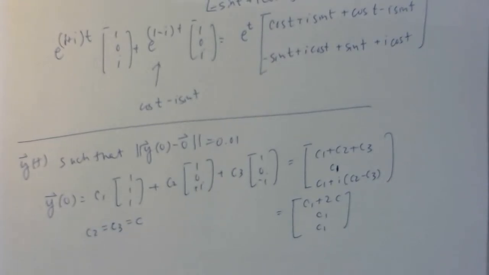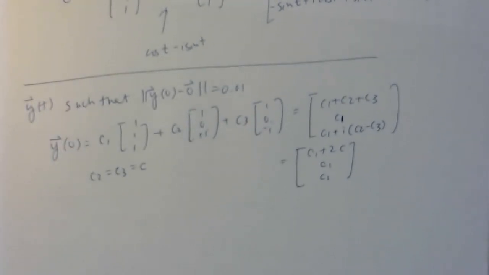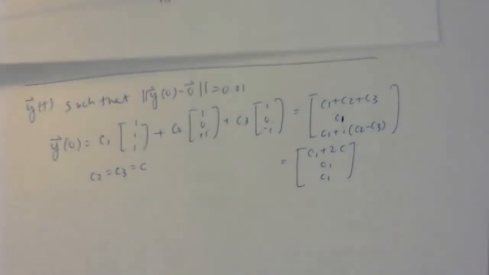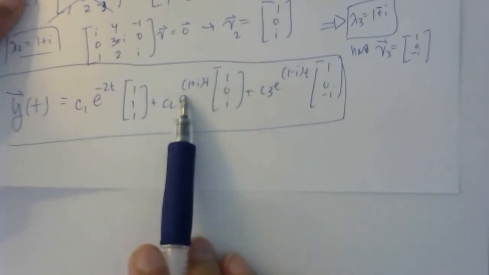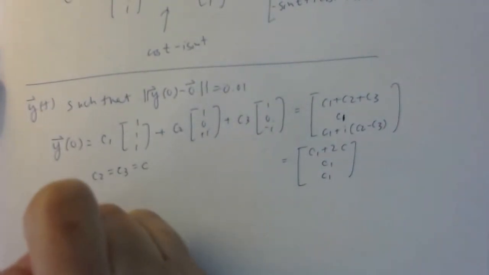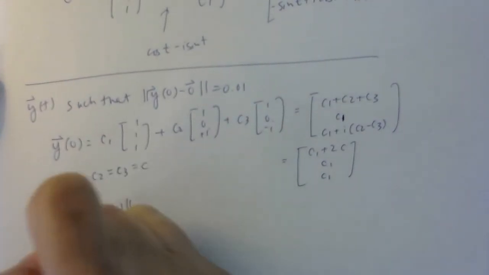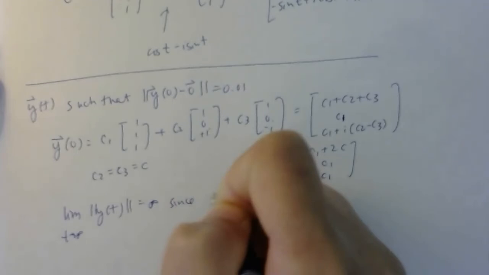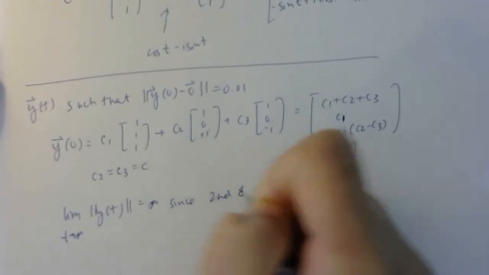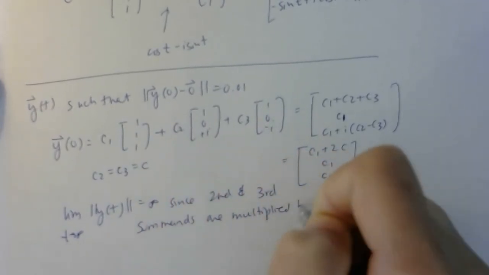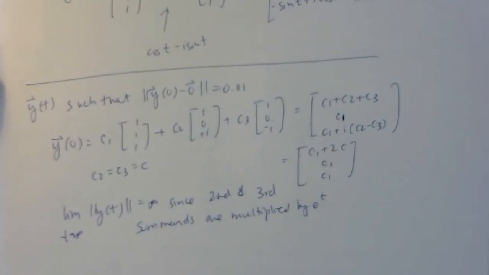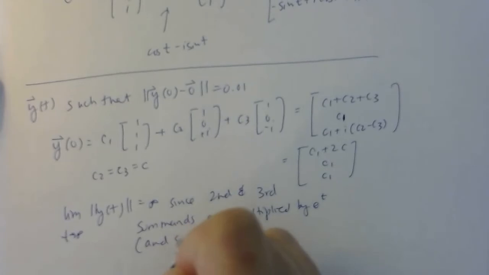And I want to make it go to infinity as t goes to infinity. So that's going to actually be really easy, right? Because what I saw, let me show you this other page. These terms look like e to the t and then a sine and a cosine, or e to the t times sine minus cosine. The e to the t is going to blow up regardless, right? So the limit of the norm of y of t as t goes to infinity is going to equal infinity, since the second and third summands are multiplied by e to the t. And then the rest are sines and cosines.